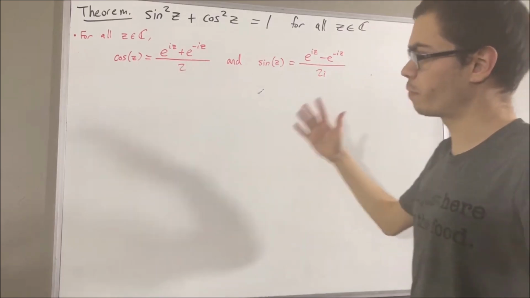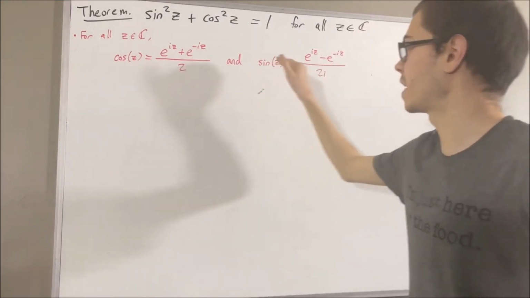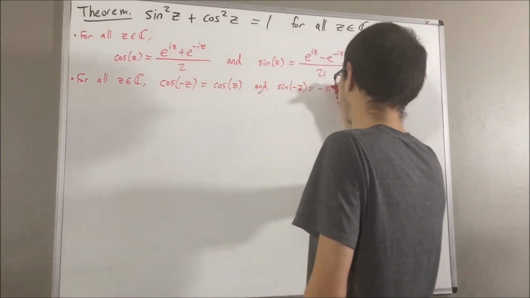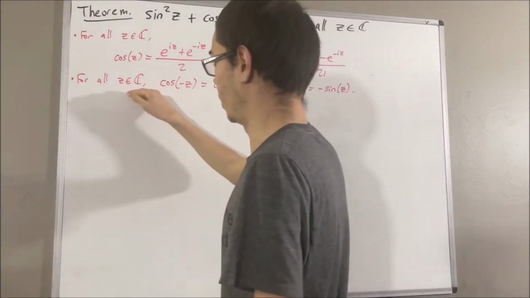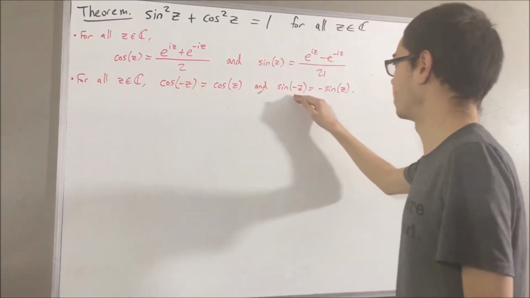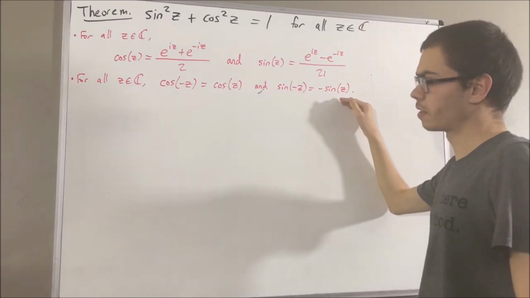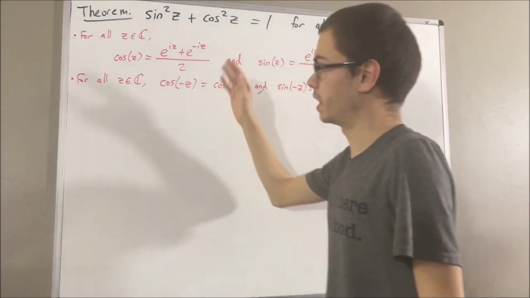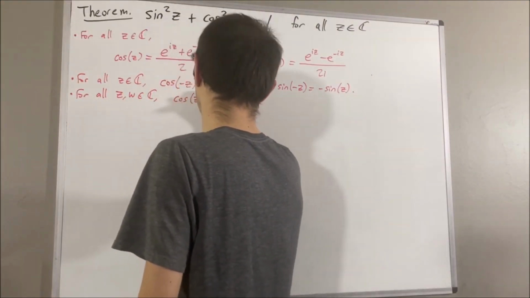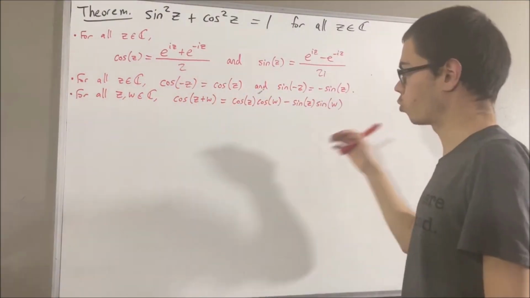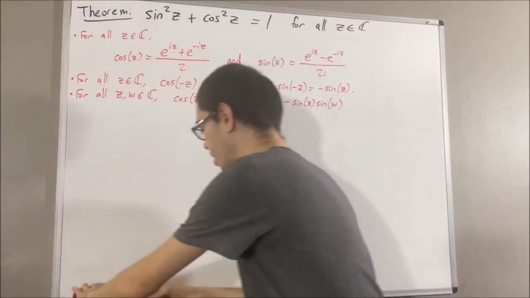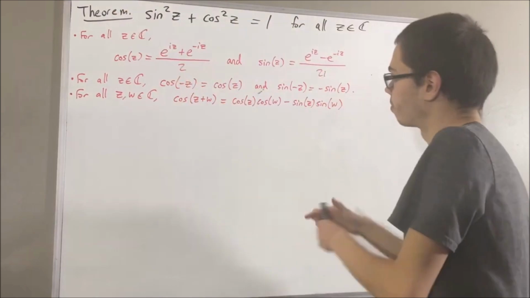And at this point, we've proven that cosine is an even function and sine is an odd function. That is, for all complex numbers z, the cosine of negative z equals cosine of z, and sine of negative z equals negative sine of z. And we've also proven the sine and cosine addition formulas. And we're only going to need the cosine addition formula in this proof. Okay, so now let's get to proving this theorem.